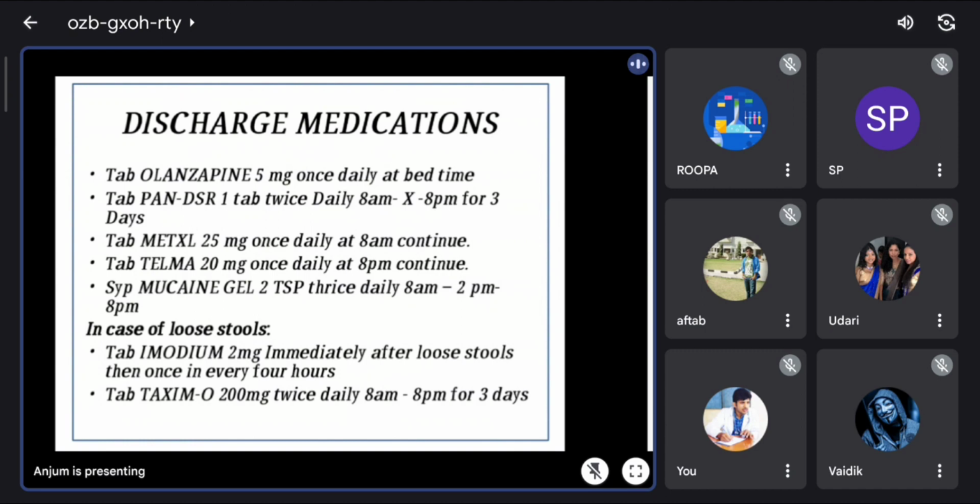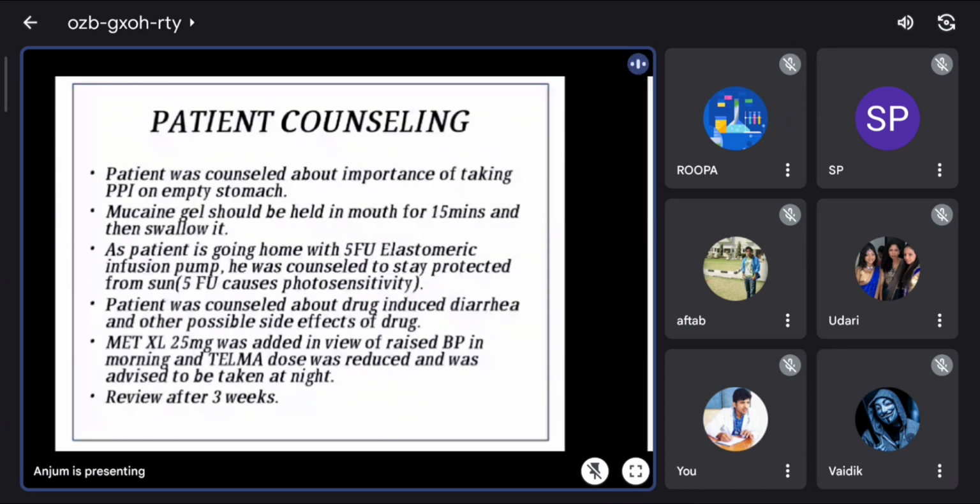Next is Taxim O. Taxim O is an antibiotic. There were studies in which it has shown an effect on diarrhea, though it's an antibiotic. I counsel them that they should hold the medication for 15 minutes in their mouth, because of whatever antacid or cooling property it has, it will show a mouth protective effect, and then after 15 minutes it should be swallowed.